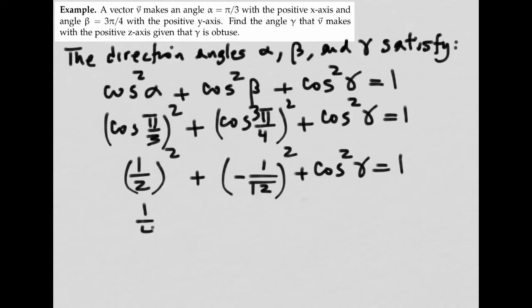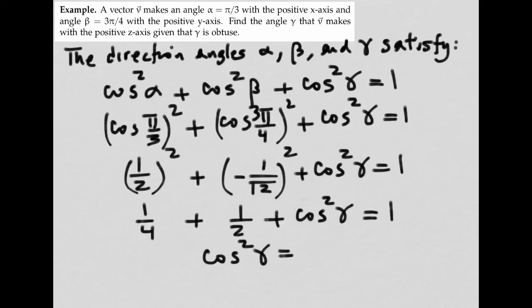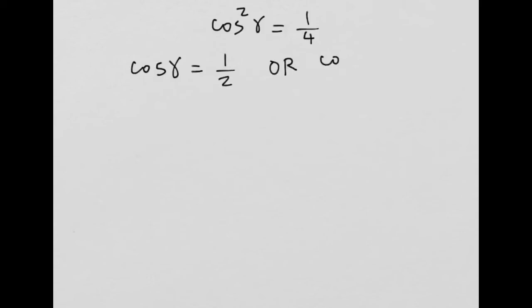That's 1/4 plus 1/2 plus cosine squared gamma equals 1, which means that cosine squared gamma is 1 minus 3/4. That's 1/4. So cosine squared gamma is 1/4, means cosine gamma is 1/2, or cosine gamma is minus 1/2.